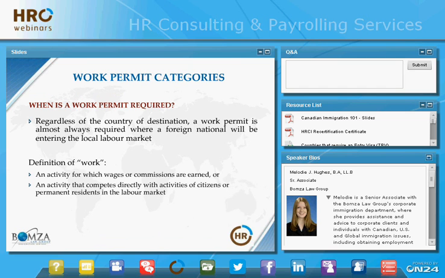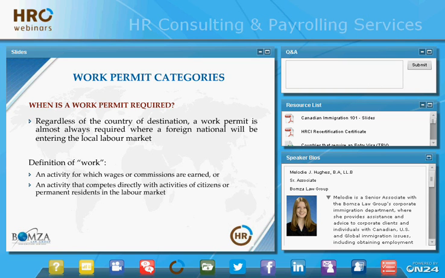To determine this key point, I often advise companies to ask themselves 2 key questions. Number 1, who has requested this worker's services? Will the Canadian company directly benefit, or is he coming in to engage in these activities for the benefit and on behalf of his foreign employer? If the Canadian company is benefiting, chances are a work permit is needed.